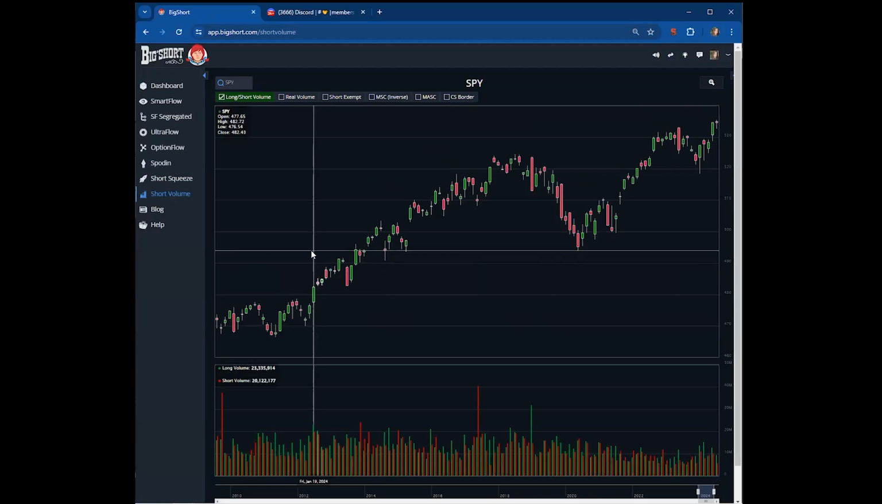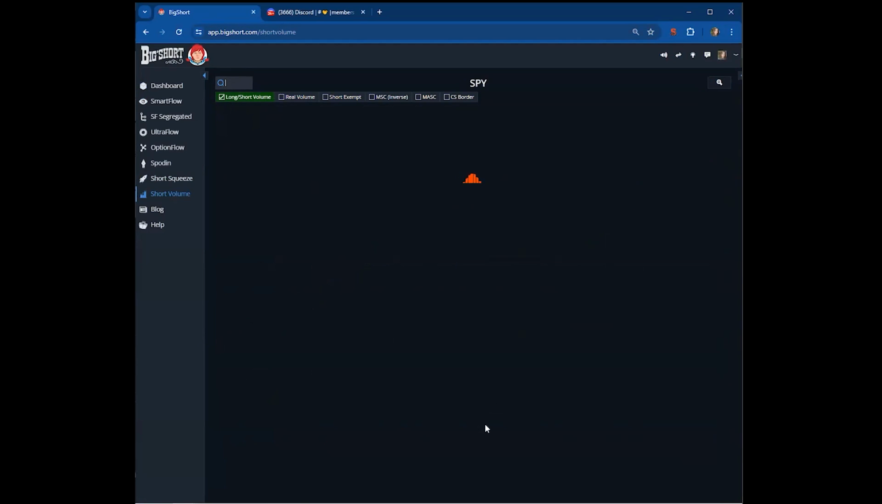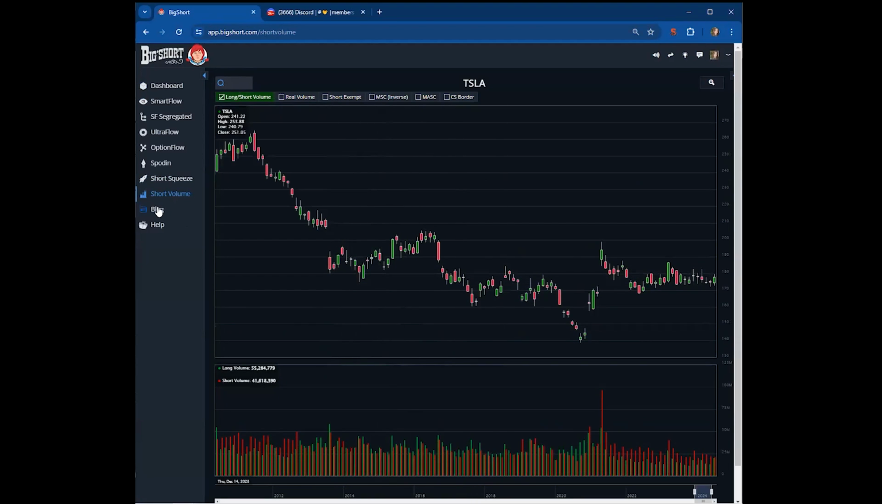And then next we have short volume. We show long and short volume for every ticker. Long and short volume. If you want to try to find tradable patterns in here, feel free. I never look at this.